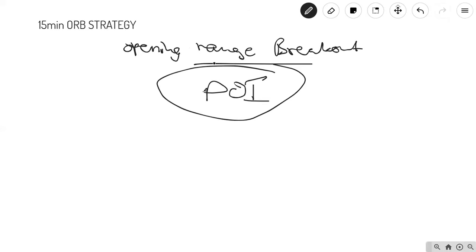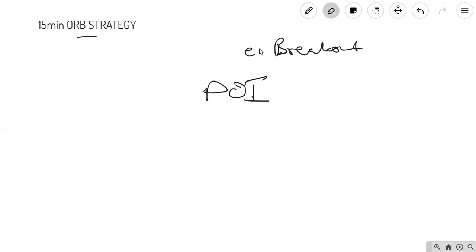You can use this on any session you want to trade, but due to my experience, I'm going to give you more examples on the New York session because that's the one I trade most of the time using this strategy. You can see if it works out on other sessions also using the same steps.